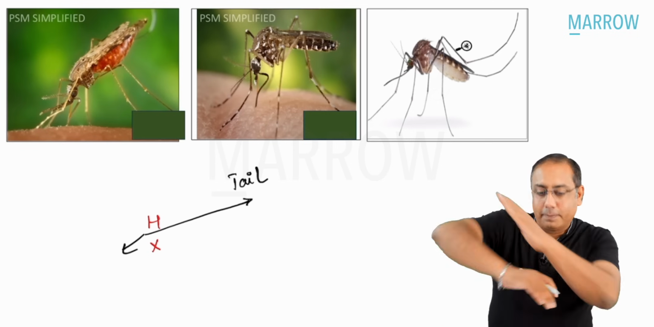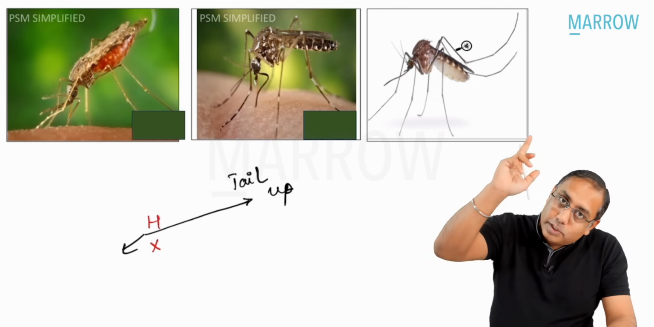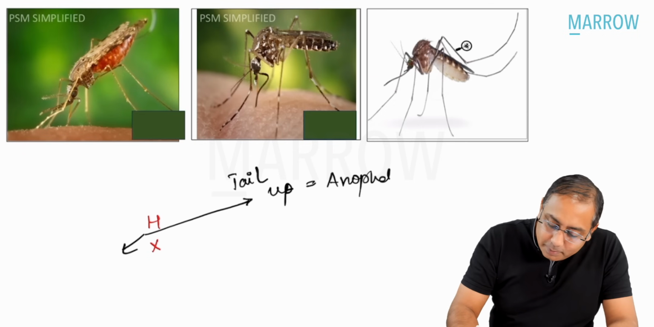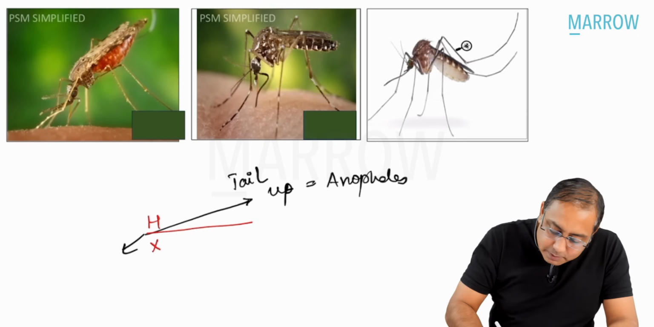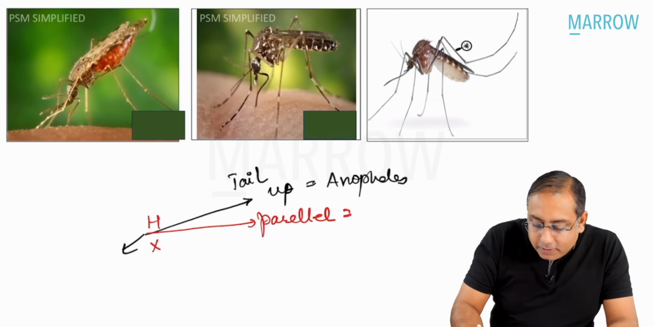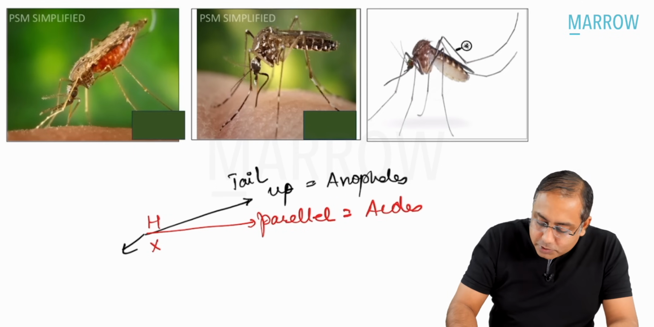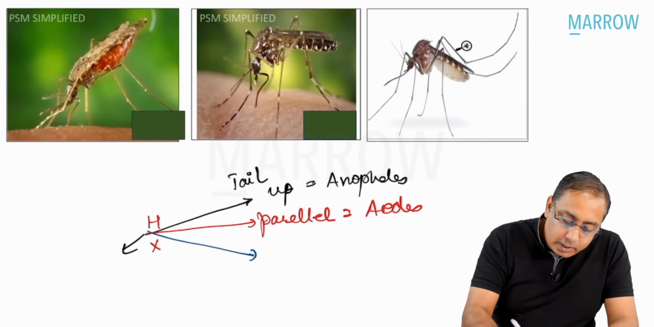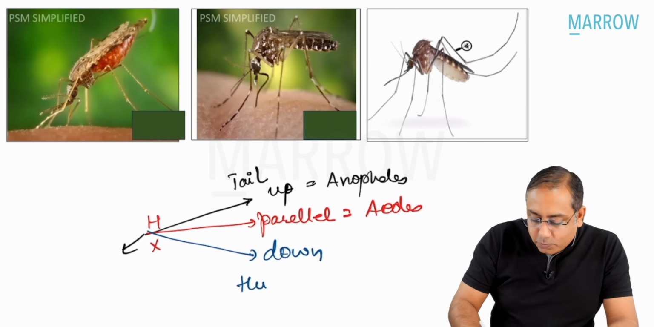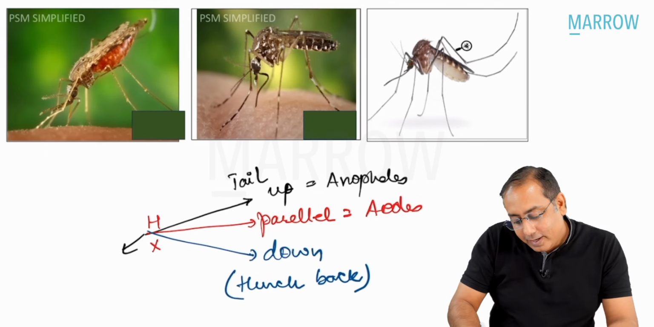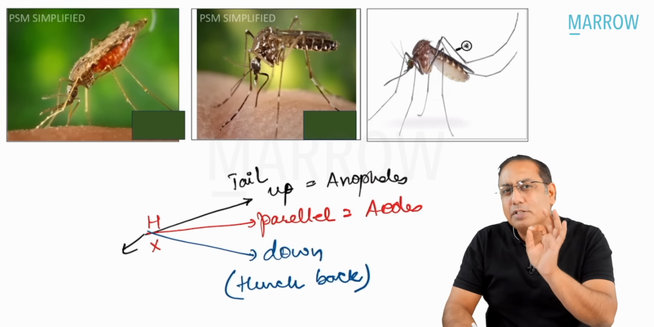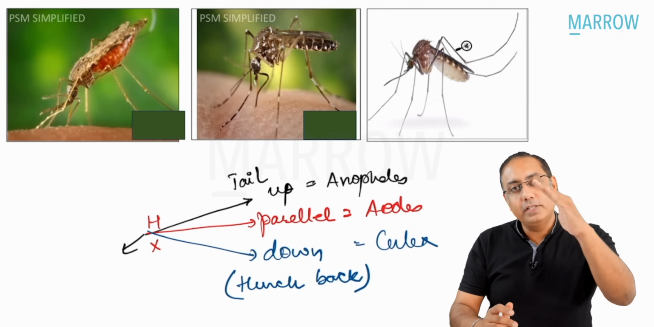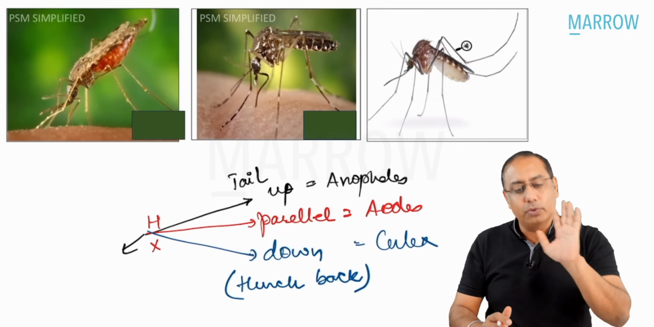If the tail is facing upwards towards the sky, remember tail facing up, anus up, it is Anopheles. And if the tail is parallel to the ground, this is the Aedes mosquito. And if the tail is going down, it is what we call the hunchback mosquito, the little brown nuisance mosquito, called the Culex mosquito. So repeat with me: tail is up, Anopheles; tail is parallel, Aedes; tail is down, hunchback, Culex mosquito.